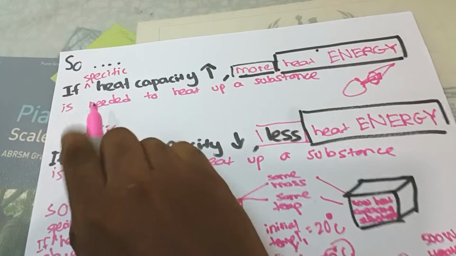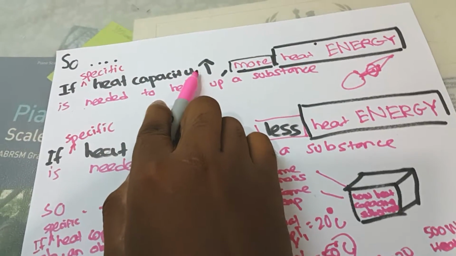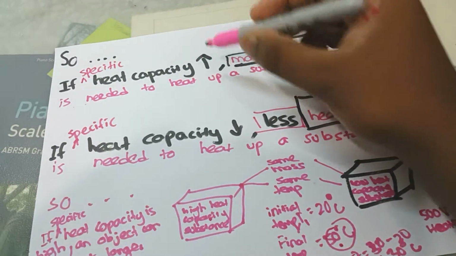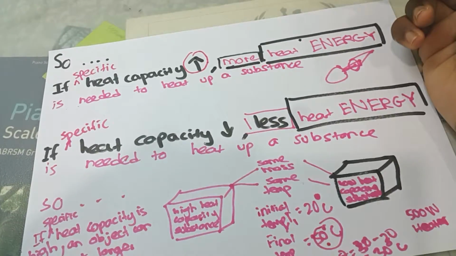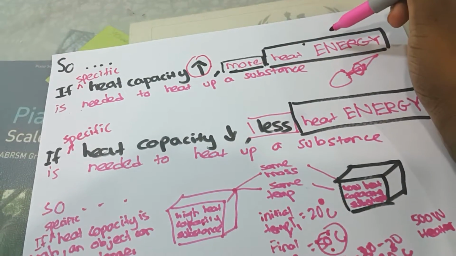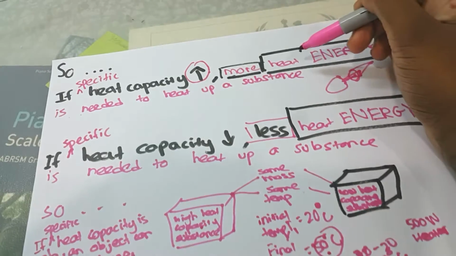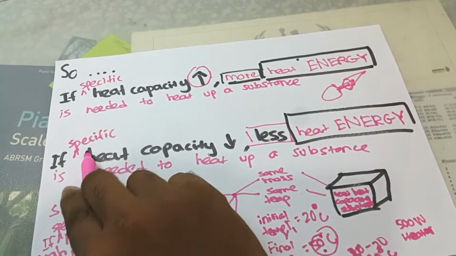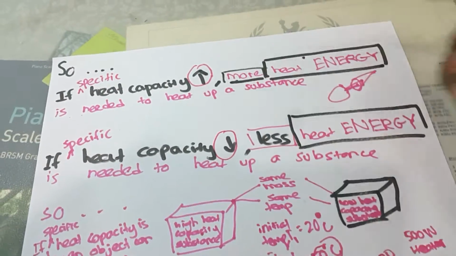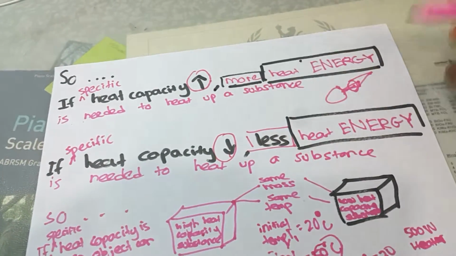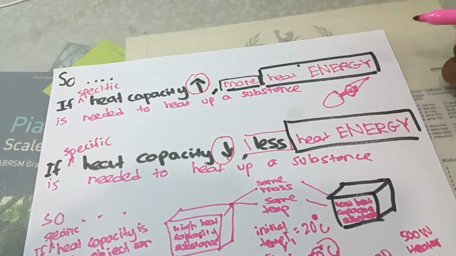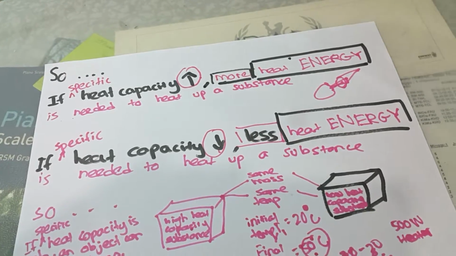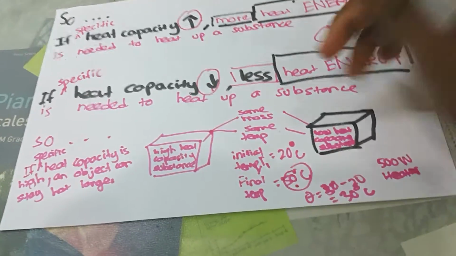So, let's recall the definition now. If the specific heat capacity of a substance is higher, you need more heat energy to heat up that particular substance to a certain temperature. If the specific heat capacity of the substance is lower compared to the substance I'm mentioning here, you need less heat energy to heat that substance up to the same temperature. Okay, we can see that here.